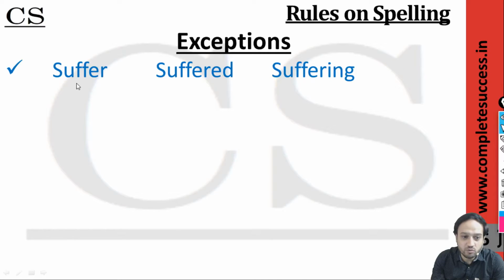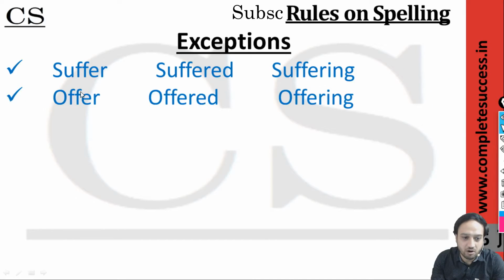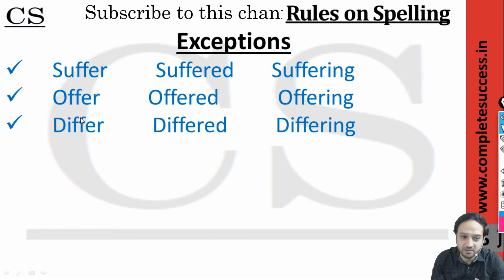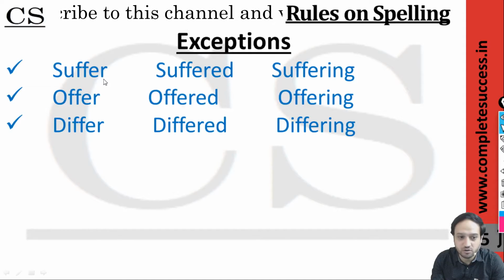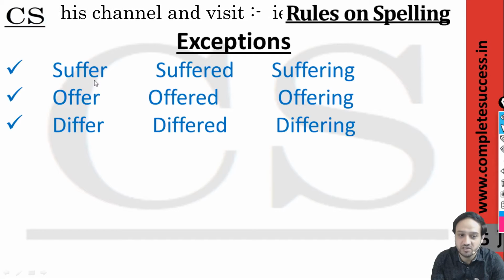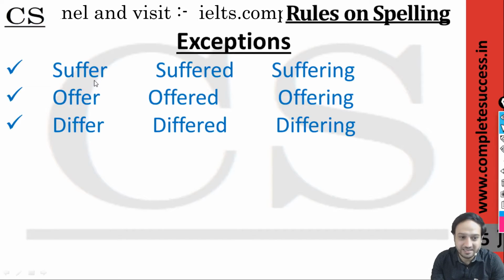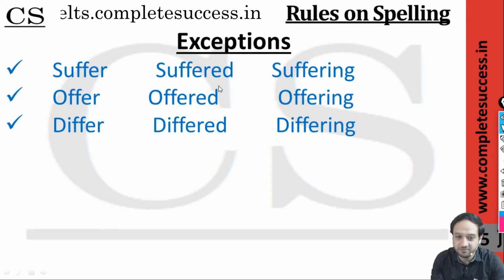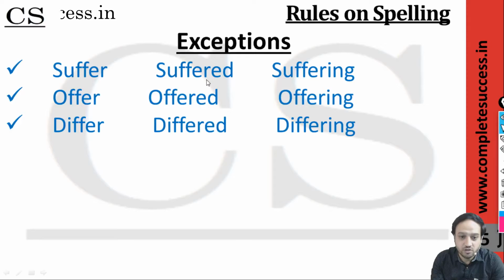Now the words suffer, offer and differ. Here the last letter is a consonant and before it there is a vowel E. But still here we use suffered and suffering, we are not doubling the R, the last consonant. So we'll keep it as it is. These three words you have to remember: suffer, offer, differ.